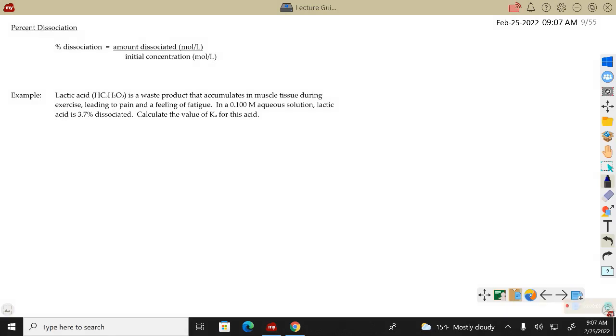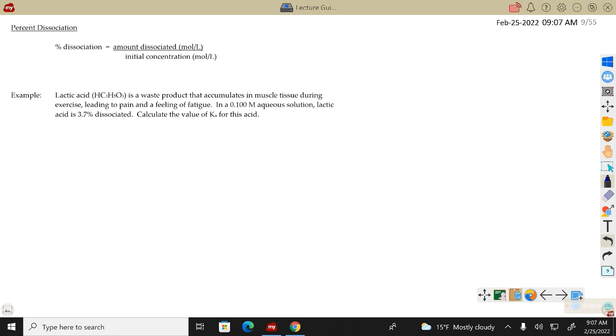There are two ways to gauge the strength of an acid or a base. One is by looking at the magnitude of the Ka or the Kb. That'll give me a picture of how far forward the reaction goes. Another option is to just calculate a percent dissociation.